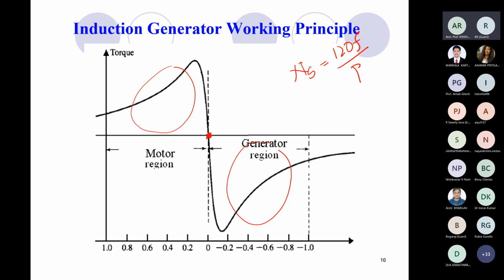Now when it is connected to the supply system, it will consume reactive power from the supply system. So that is the induction generator mode of operation while it is connected to the grid. But here we are going to consider the isolated mode of operation, that is called the self-excited induction generator.